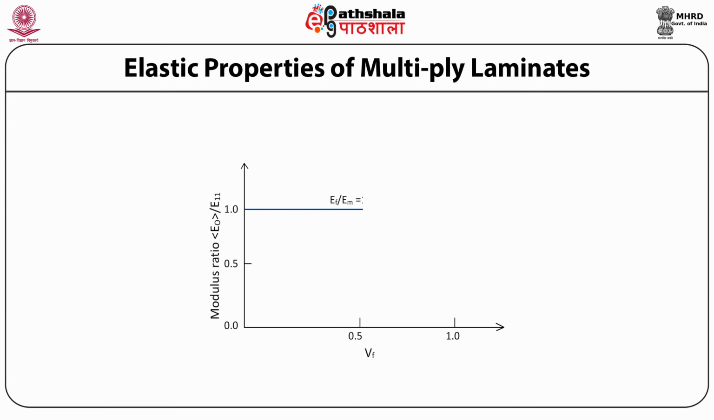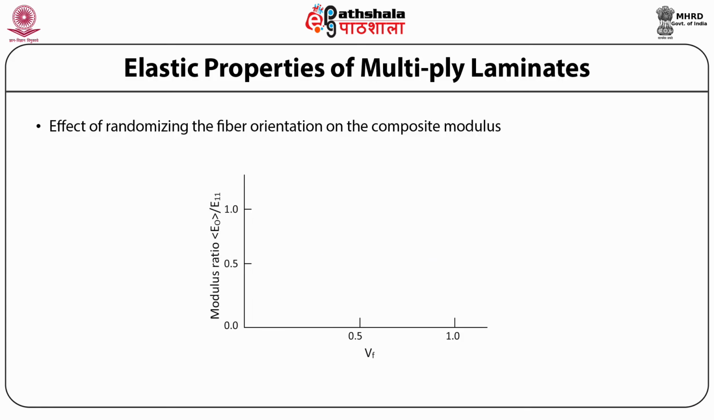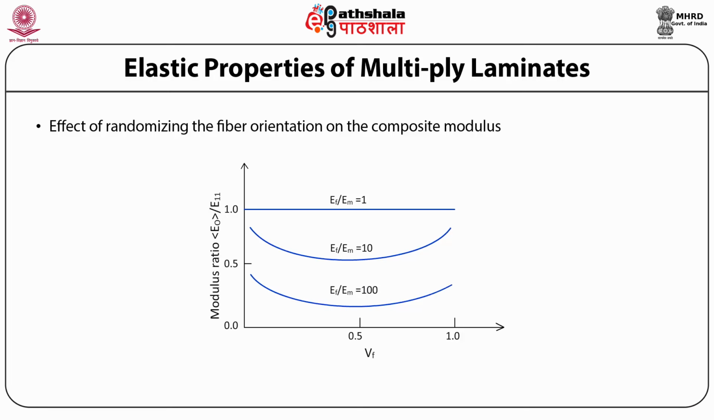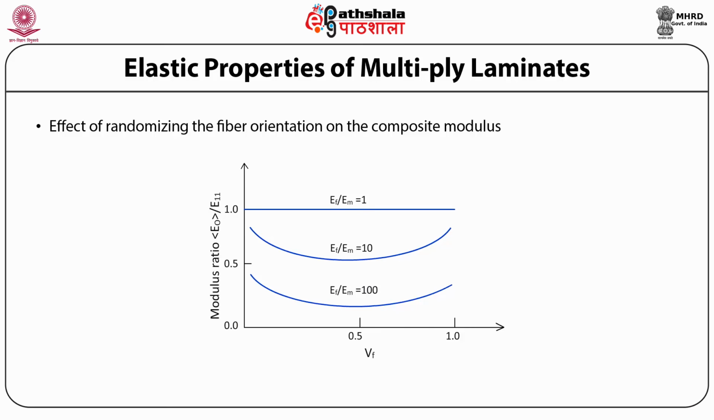Elastic properties of multiply laminate. Now, in the above equations, E11 and E22 can be obtained from single ply laminates using Voigt and Reuss models. So, this figure depicts the effect of the variation of the fiber orientation on the composite modulus as a fraction of E11.